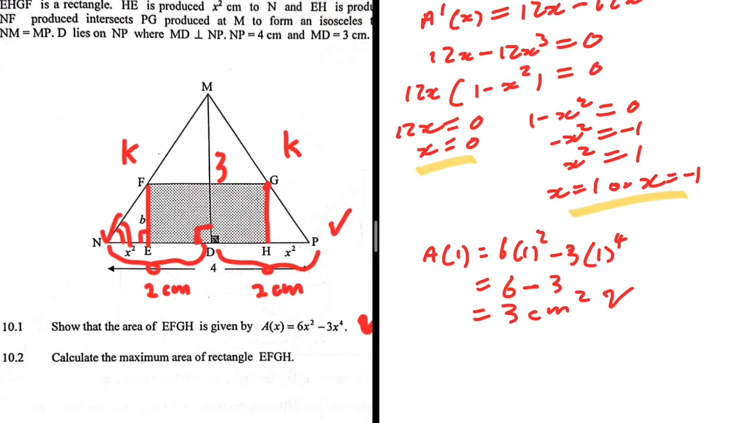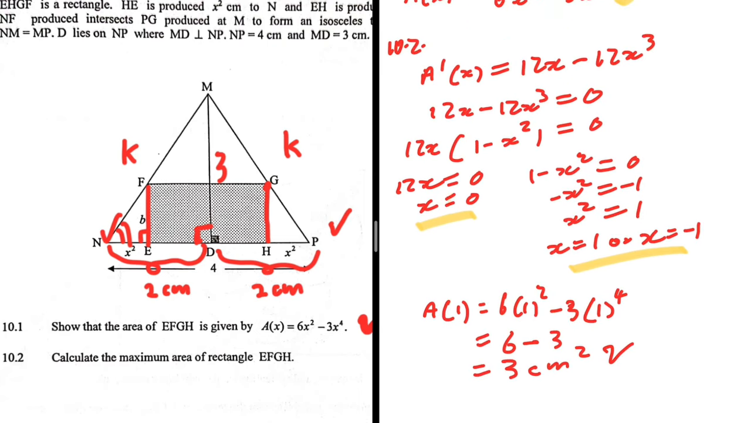So between these two, we go with x is equal to 1 or x is equal to minus 1, because when you substitute 0, we get 0. When you substitute 1, we get 3. I wonder if there's any other value that will give us more than 3. Let me know what you think about this question. I think it was very interesting, more especially 10.1. Which video shall I do next? Let me know in the comments. Here we go.